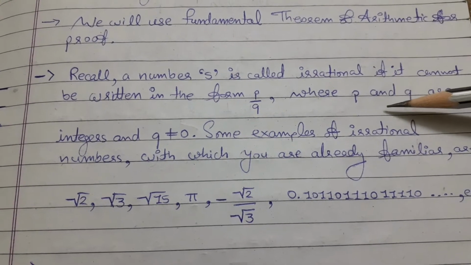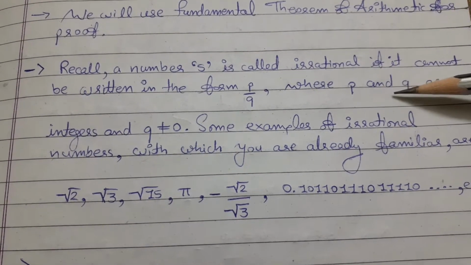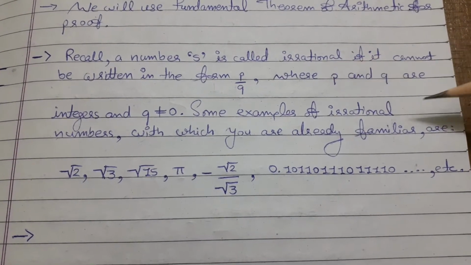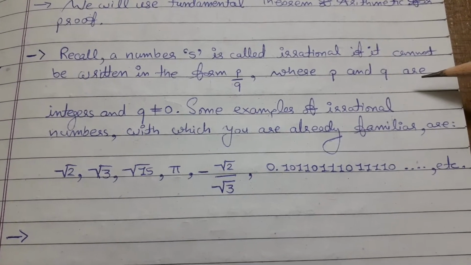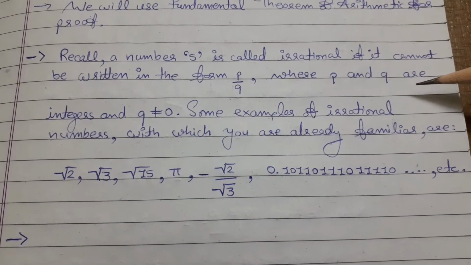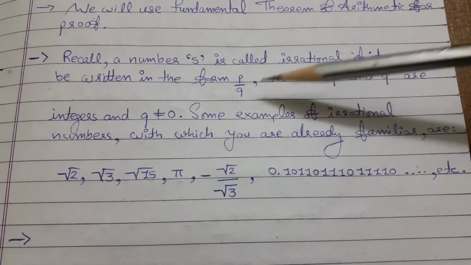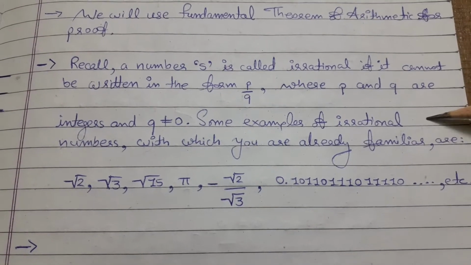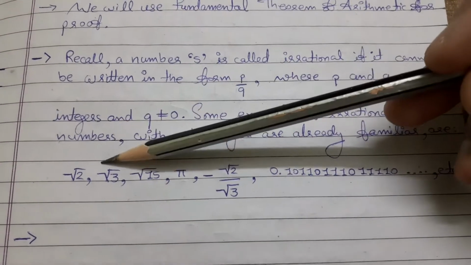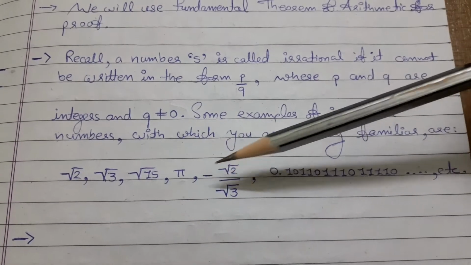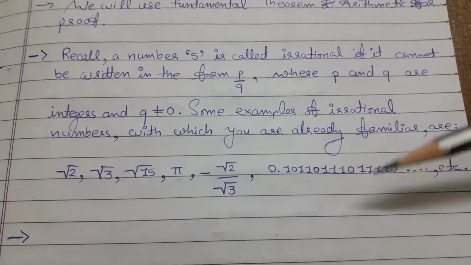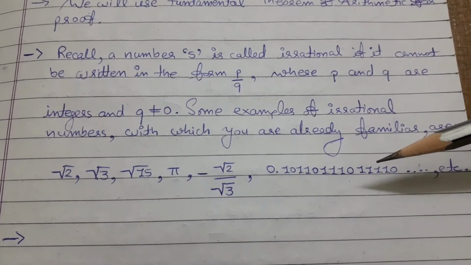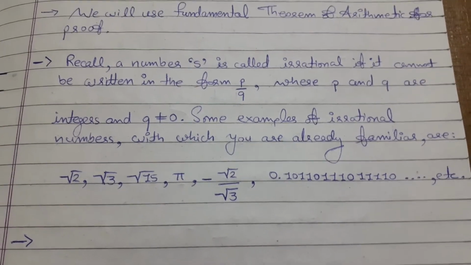Then the last statement is: recall that a number s is called irrational if it cannot be written in the form p by q, where p and q are integers and q is not equal to 0. The denominator will not be equal to 0. Some examples of irrational numbers with which you are already familiar are root 2, root 3, root 15, pi, minus root 2 by root 3, 0.10110..., etc.